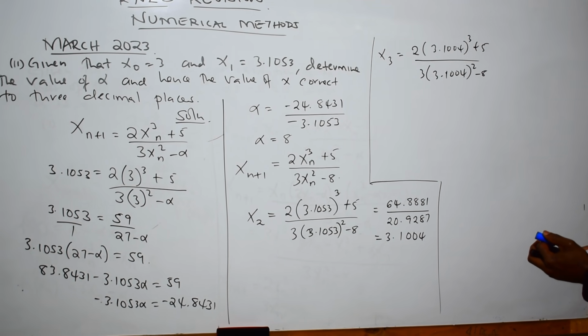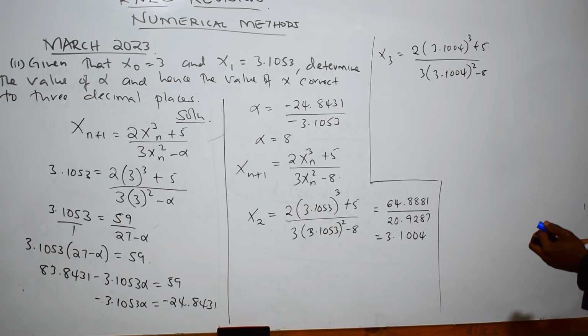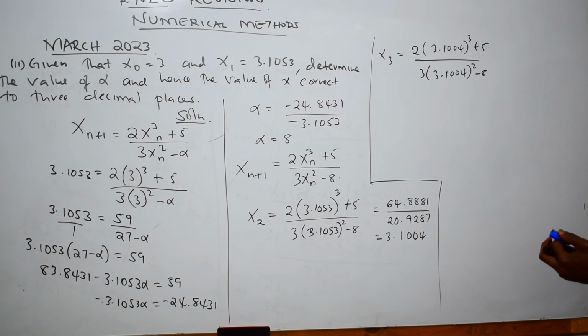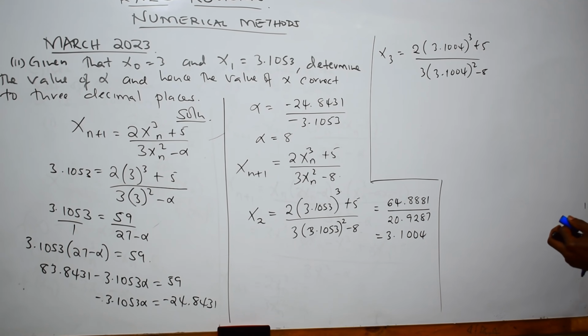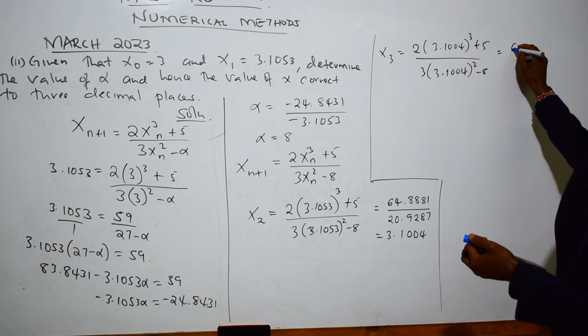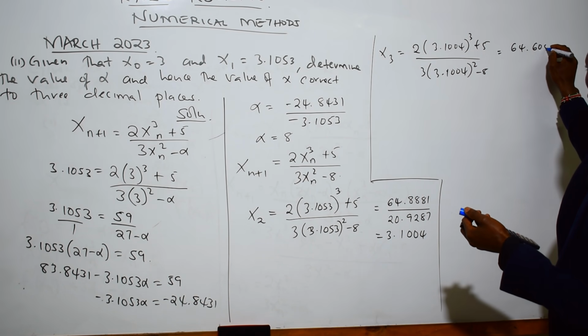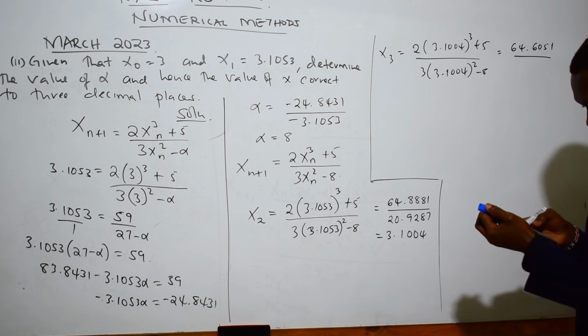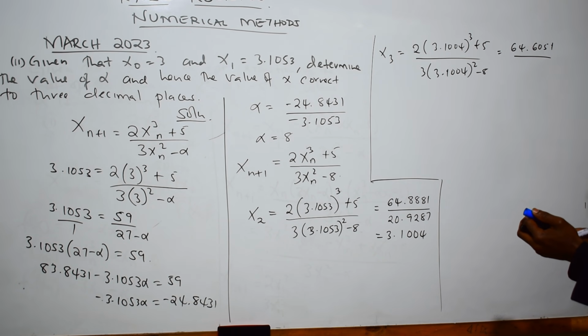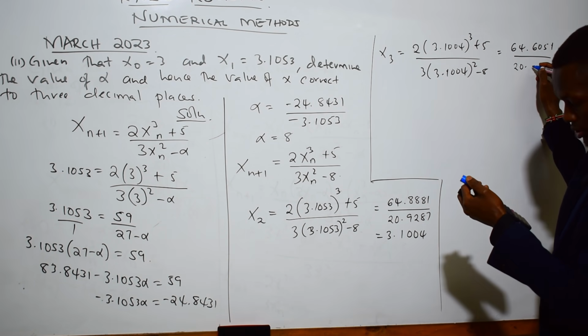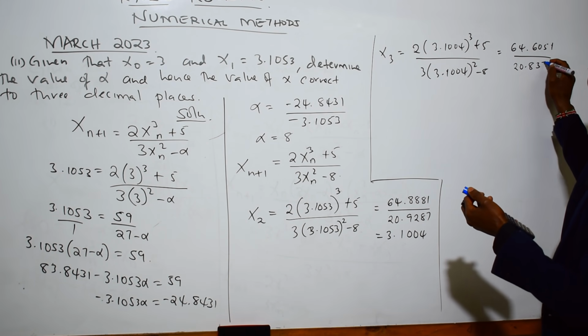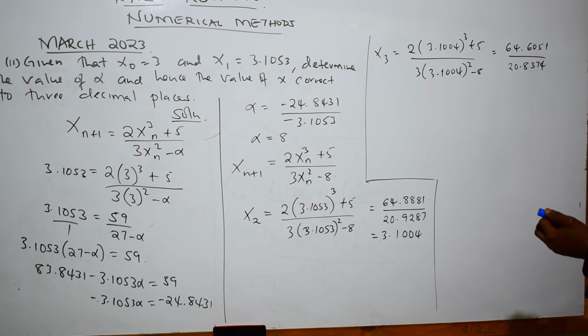Now the upper term gives you 3.1004, then that one cubed, then times 2, then plus 5 gives you 64.6051. Then the lower term gives you 3.1004, then we have squared, then multiply by 3, then subtract 8, then we have 20.8374.